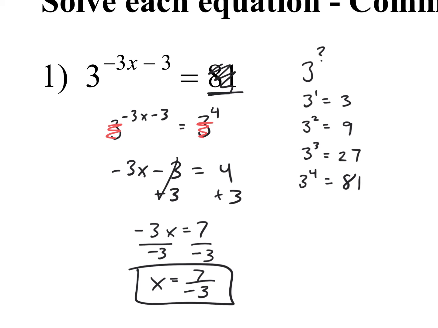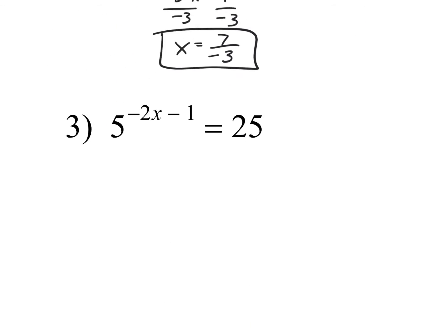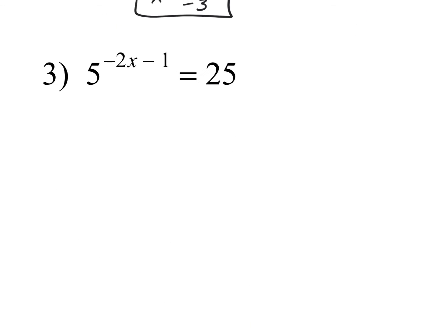Alright, let's do one more with a common base. So let's look at number 3. We want to change 25 to be 5 to some exponent. So 5 to the first power is 5. 5 to the second power is what? 25. That's perfect. Exactly what we need. So we're going to change 25 to be 5 to the second power.